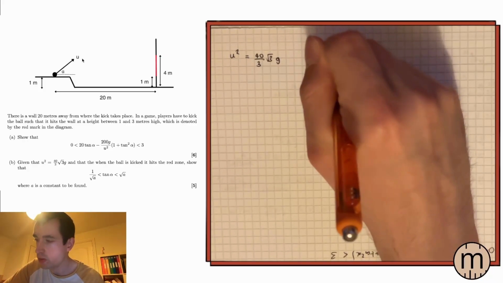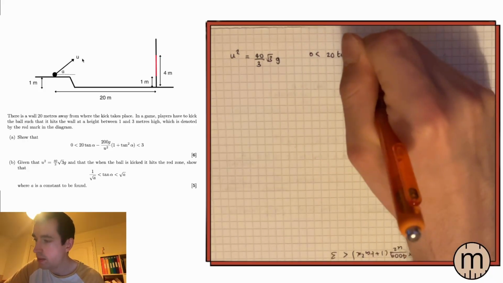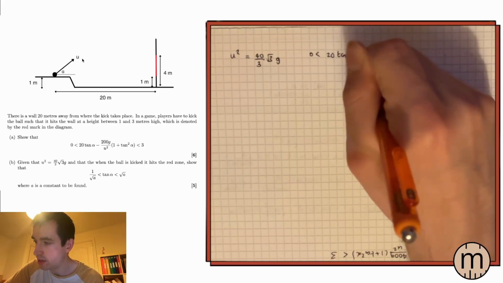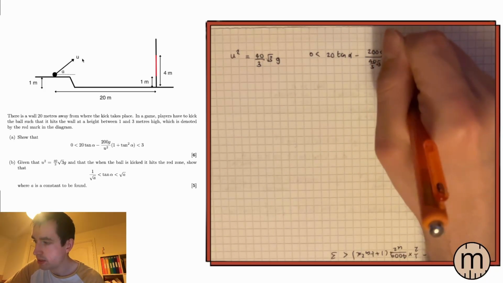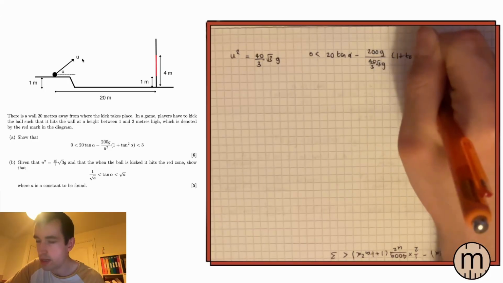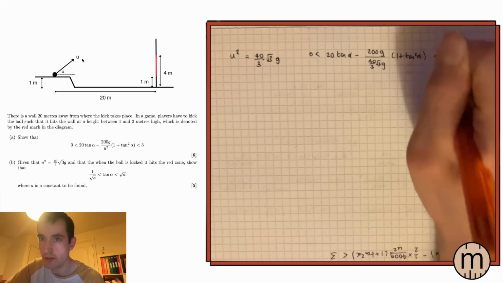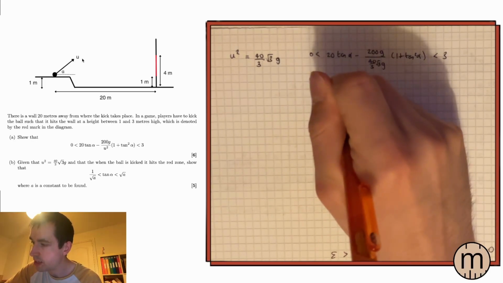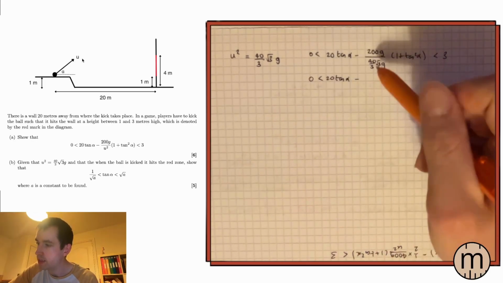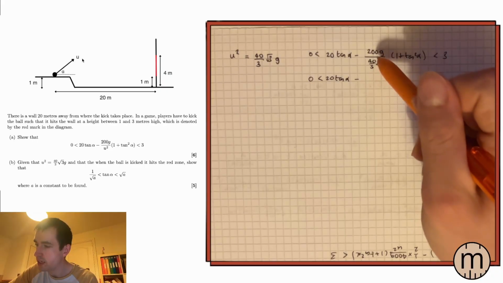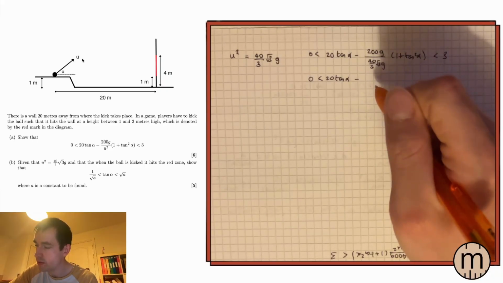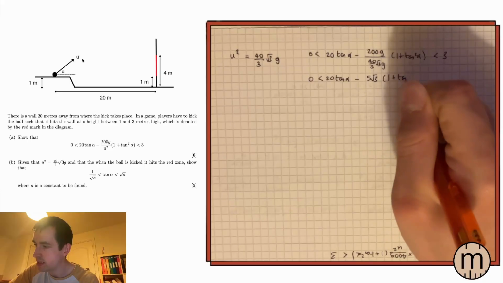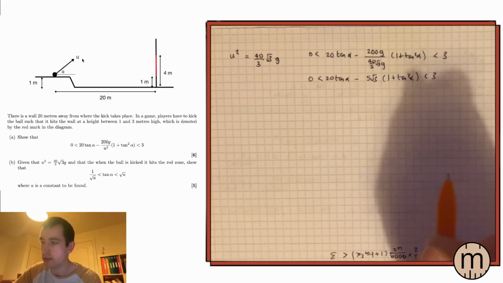0 is less than 20 tan alpha minus 200g over u squared, brackets 1 plus tan alpha squared, and is less than 3. This will mean that 0 is less than 20 tan alpha minus, times by 3, 600 over 40, 6 over 4, which is 15, 15 over root 3, 15 root 3 over 3, 5 root 3. The g's cancel out, 1 plus tan squared alpha is less than 3.